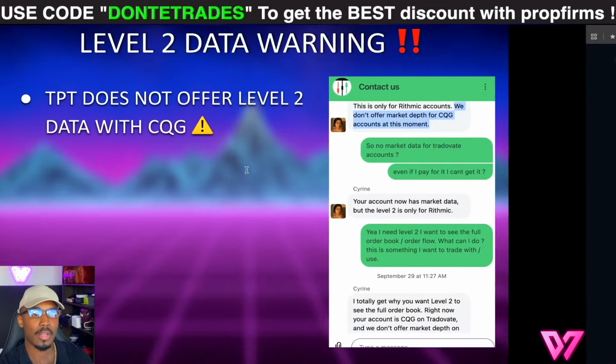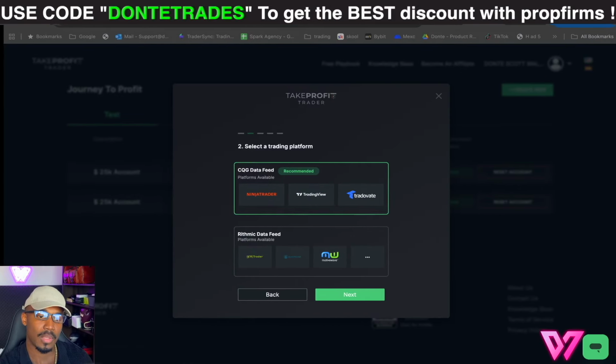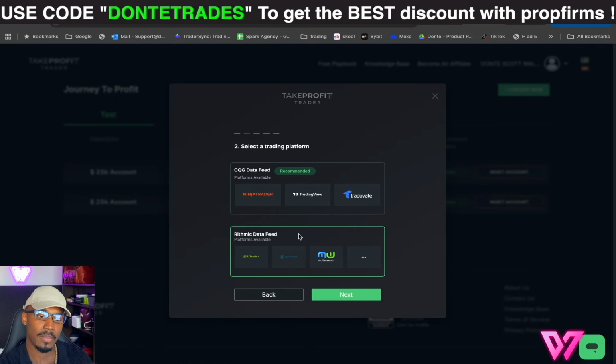So if you trade with other prop firms, every prop firm comes with level 1, and usually you can buy level 2 as an add-on, but with TPT, you literally cannot buy it as an add-on. And you can see here, I reached out to them and they said, straight from their mouth, and I haven't seen anybody on YouTube talk about this, we don't offer market depth for CQG at this moment. My account has the live market data, but it doesn't have that deeper depth of market. So if you want the deeper depth of market, you need to go with the Rithmic data feed.